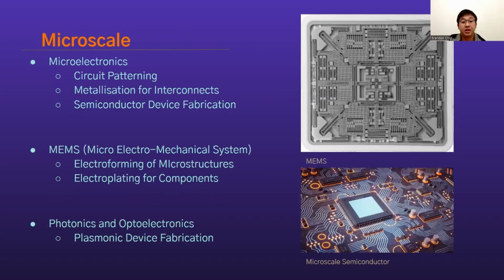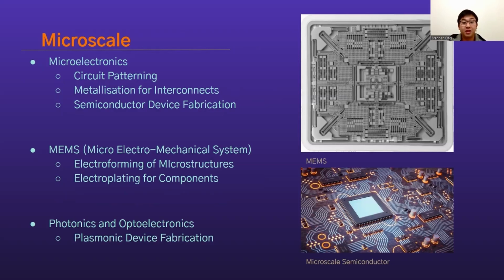In the microscale, for the uses of electrodeposition in manufacturing microelectronics, it is used for circuit patterning to create micro-sized circuit patterns on silicon wafers for integrated circuits. It is used for metallization for interconnects, where it deposits thin layers of metal such as copper for electrical interconnects in microchips. And as for semiconductor device fabrication, it makes microscale transistors and diodes on semiconductor substrates.